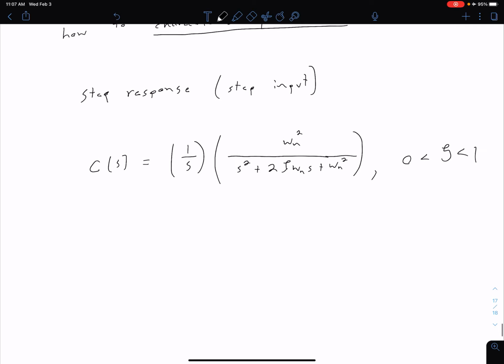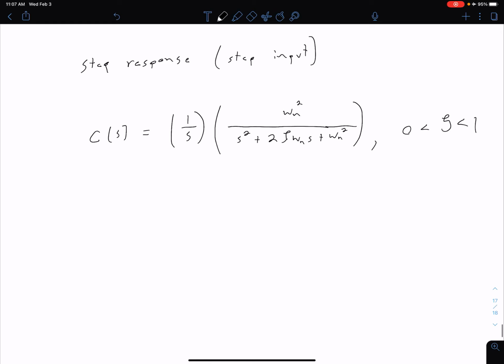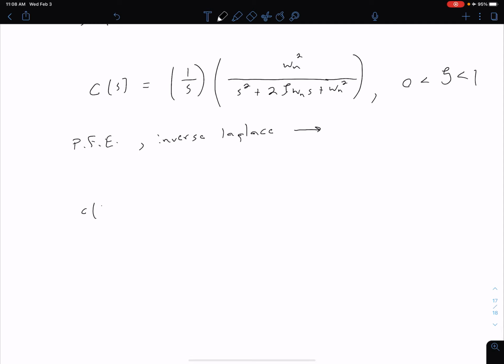Now that we have our output C of S in the frequency domain, if we want to talk about our time response, we need to transform that back to the time domain. We can use partial fraction expansion, and once we have that, we can do the inverse Laplace transform. We're not going to go through the details of that, but if we do, we get our C of t, our time domain output.